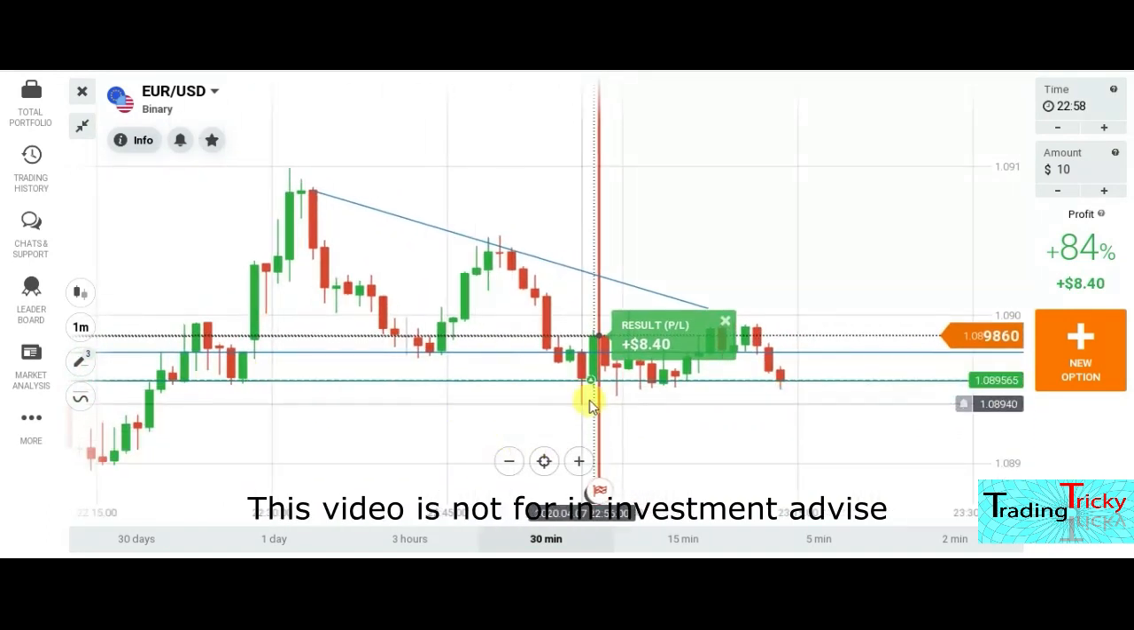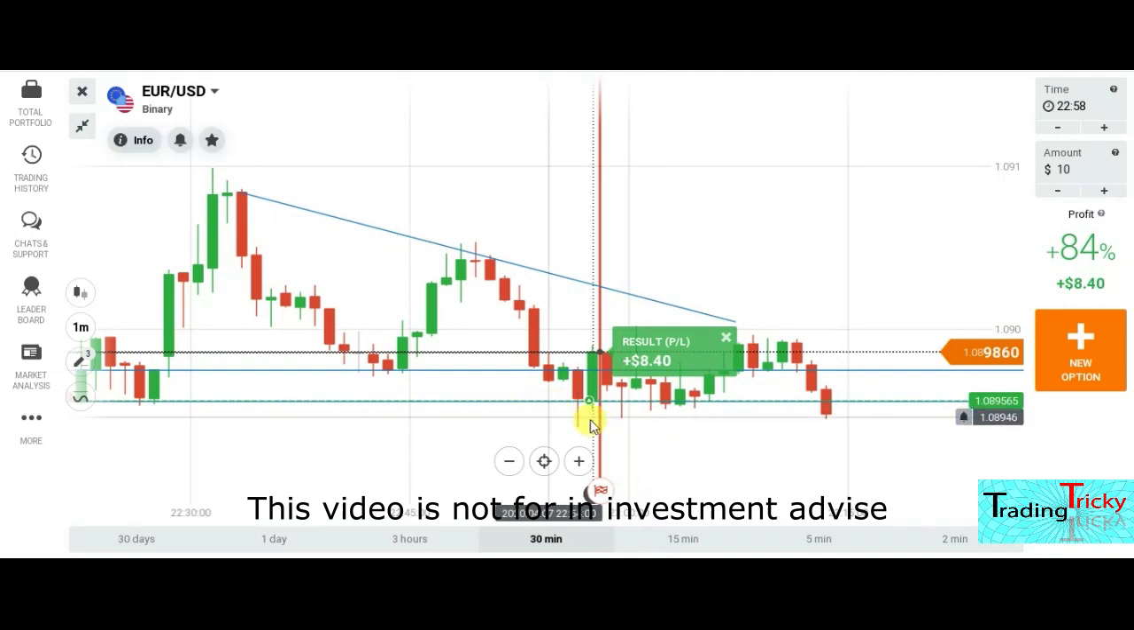When I saw that the market reached this level, and from here you can see some buyer entries, and the market closed at the level with a rejection, I immediately placed a buy, and I won this trade.